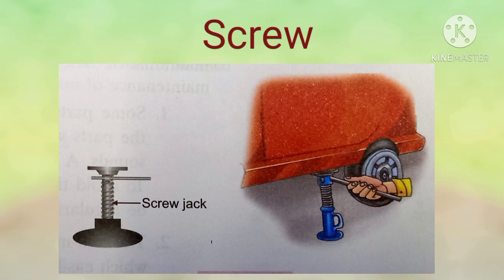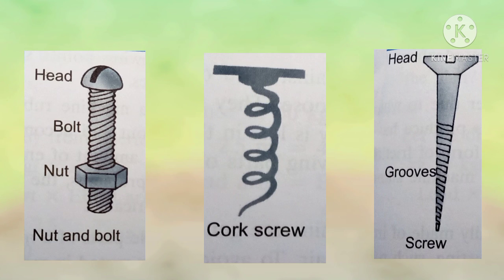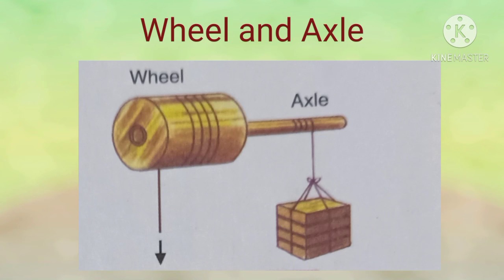Now we discuss the screw. A rotating inclined plane is called a screw. Now we discuss the uses of the screw. They are used to fasten two pieces of wood or metal. As a screw is a winding inclined plane, it cannot be pulled out easily from the fastened piece, as in the case of a nail.